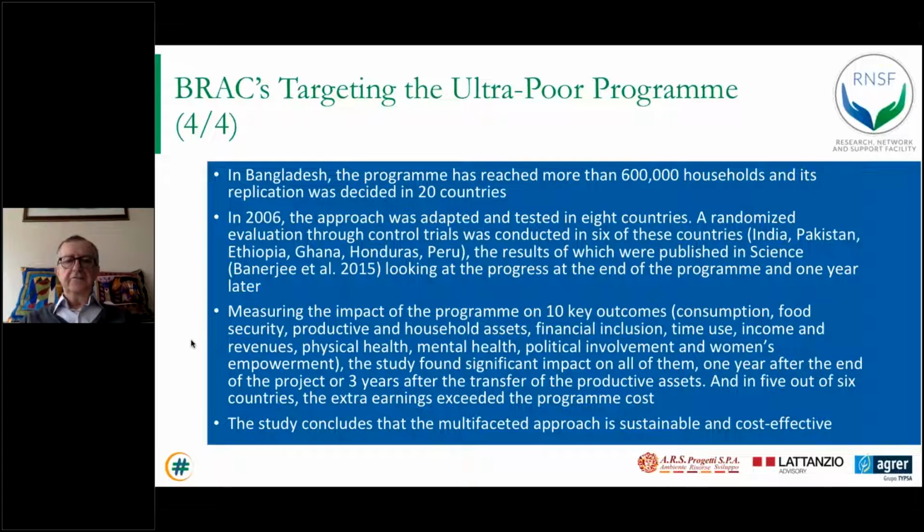And in 5 out of 6 countries, the extra earnings exceeded the program cost. So the study concludes that the multifaceted approach is sustainable and cost-effective.